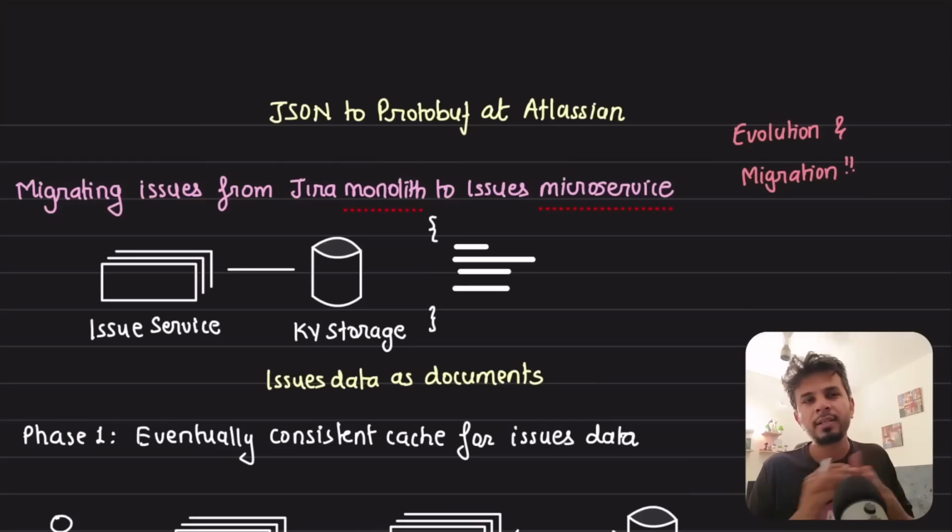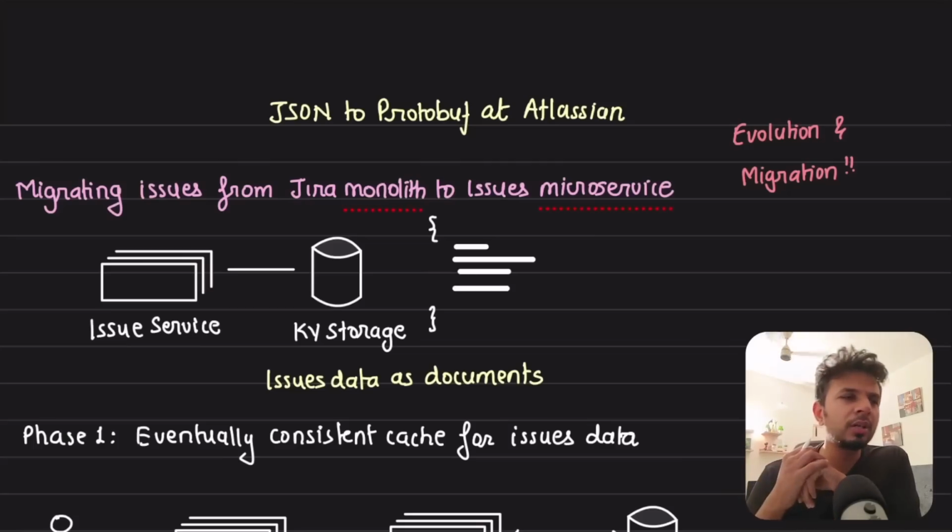In this one, let's understand when Atlassian moved from JSON to Protobuf. To be honest, I have a bunch of videos on a lot of companies, especially LinkedIn, moving from JSON to Protobuf and the benefits they got out of it. I would highly recommend you check that out. But through this dissection, it's fascinating to see how they moved.